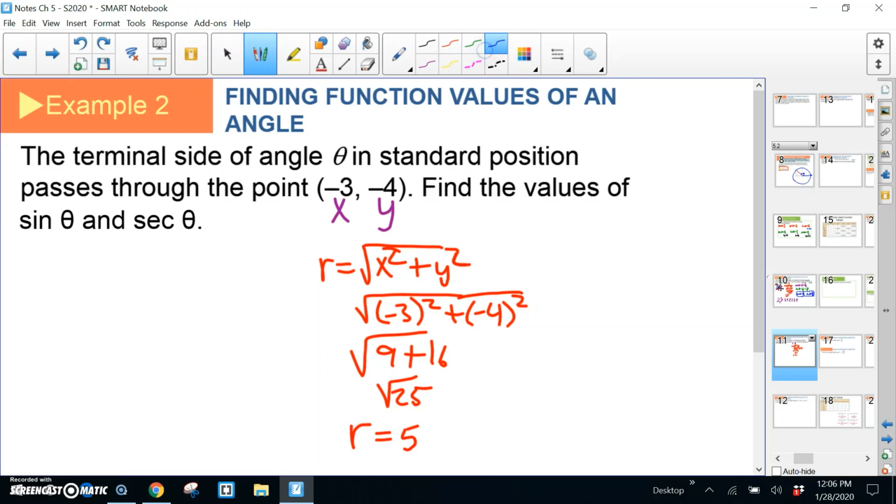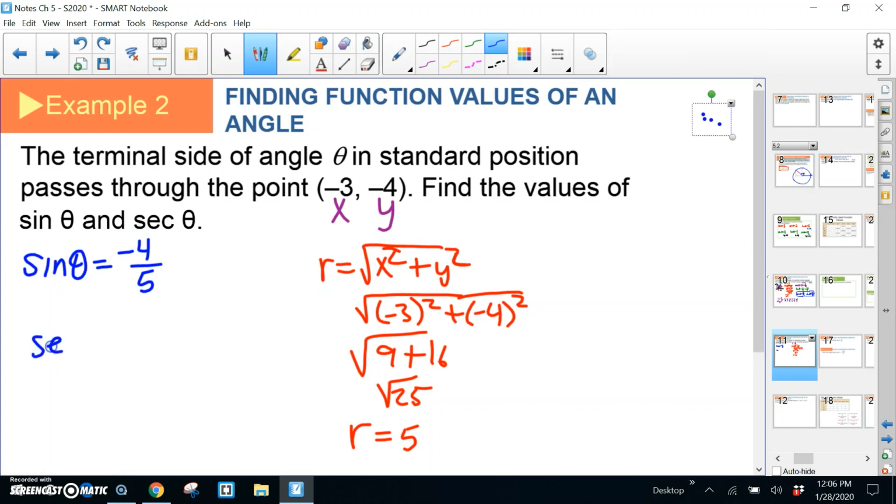So then sine theta. Remember I told you to memorize, sine goes with y, right? It's the y number over the r number. So the y number is -4 and the r number is 5. That's sine theta. Sine theta equals -4/5.